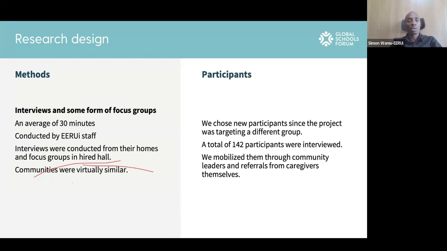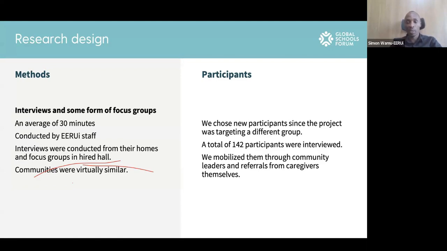We conducted the interviews in five sub-counties of Uasin Gishu County, mostly in the slum areas. These communities are virtually similar in almost all aspects, so we didn't have a community that was substantially different from the other. The participants were new because it was a completely different kind of intervention, so we wanted to have a clean slate.